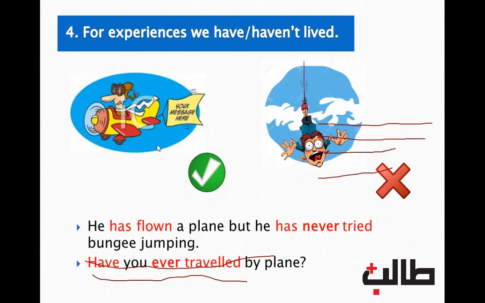He has flown a plane, but he never tried bungee jumping. Yes, he has flown a plane, but he has never tried bungee jumping. Yes, number 2. Have you ever traveled by plane? Yes, Nada, excellent. So this is a past experience. You even ask your friend about a past experience. You are asking him if he had this experience or not. That's what I mean by experiences we have or haven't lived.